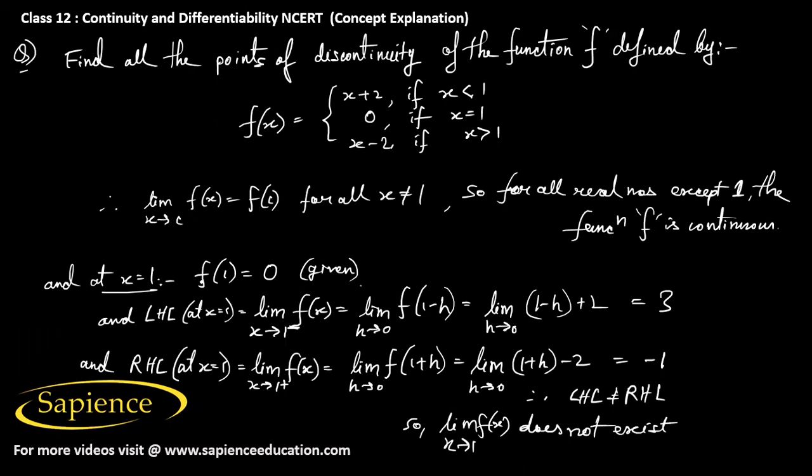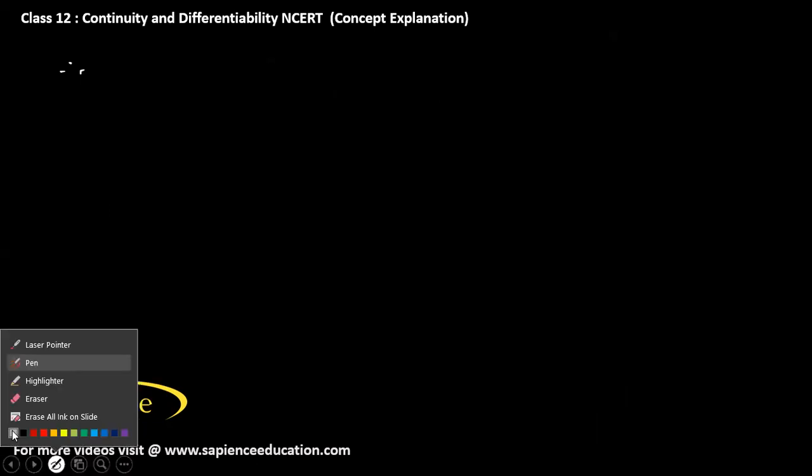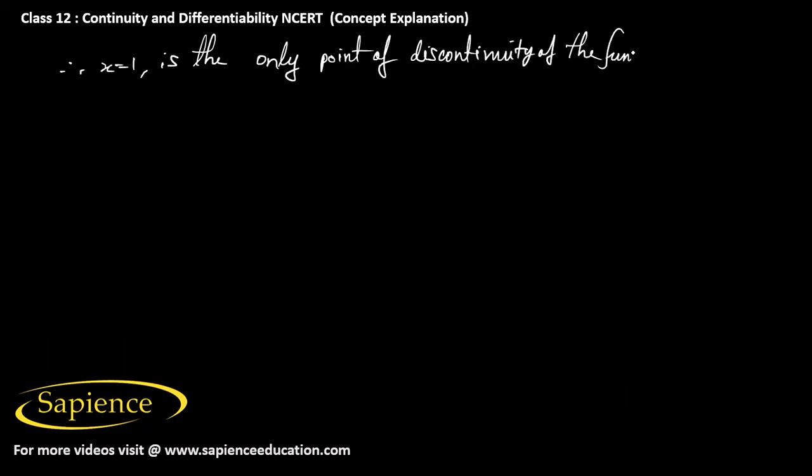But the value of the function exists at x equal to 1. So therefore x equal to 1 is the only point of discontinuity of the function f, since at x equal to 1 the limit does not exist and f of 1 exists.